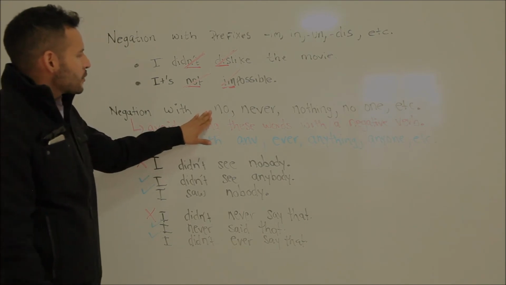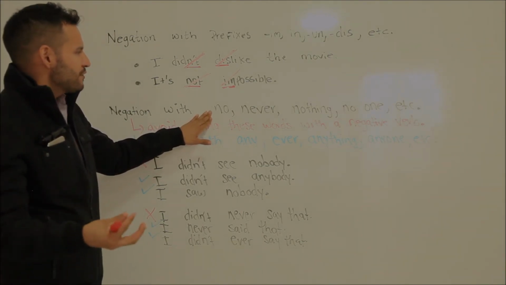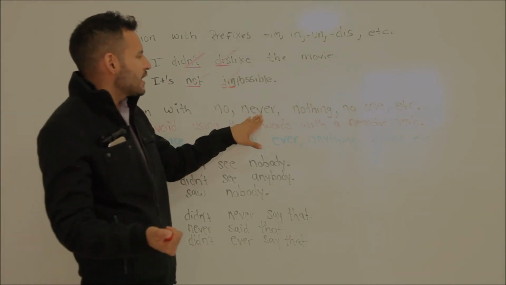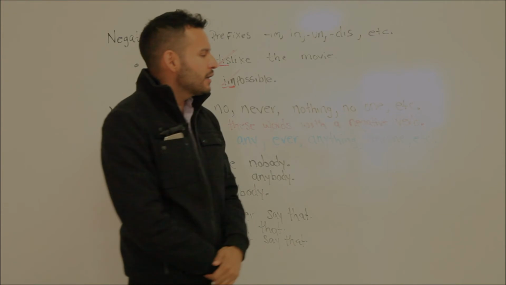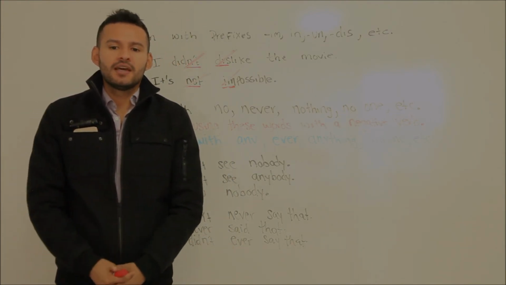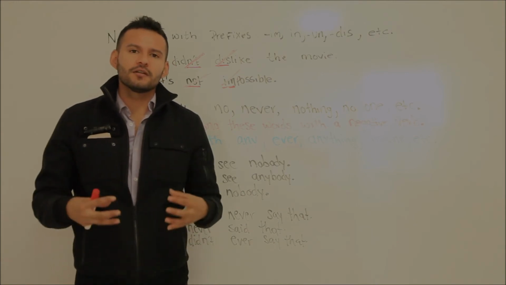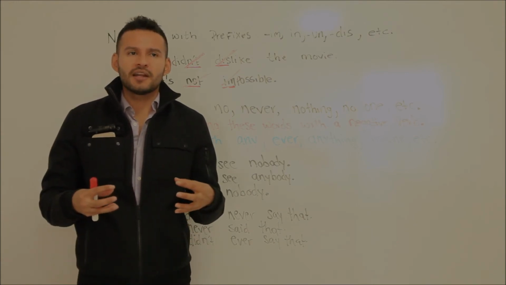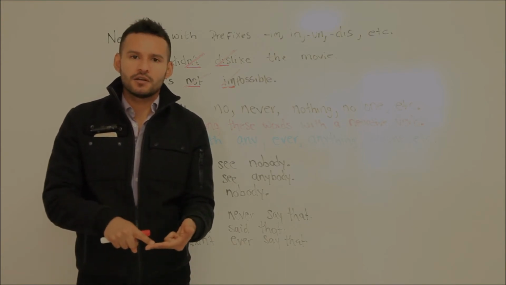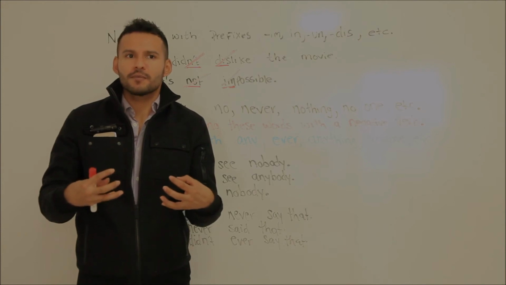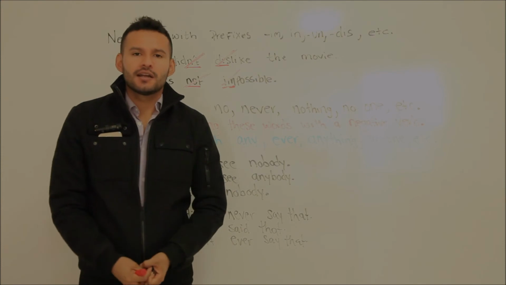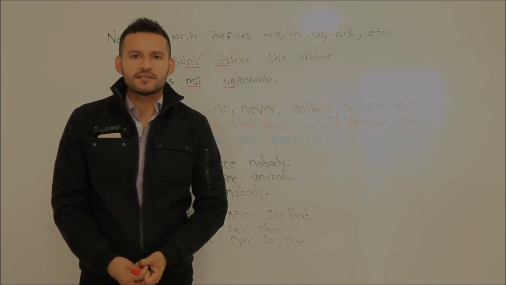However, other words that can be really difficult for people who are learning English are words like no, never, nothing, no one, nobody, nowhere, etc. And the reason that this is difficult is because in many languages like Spanish, Portuguese, and Russian, it is perfectly acceptable to combine these words with other negative words within the same sentence.